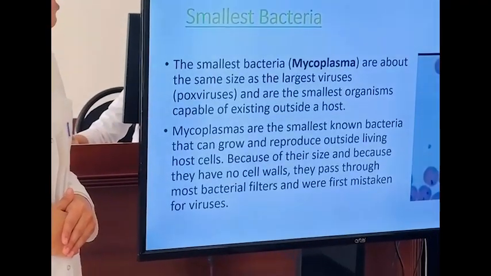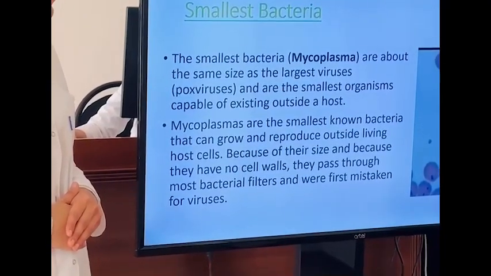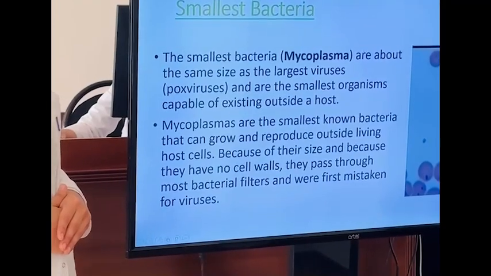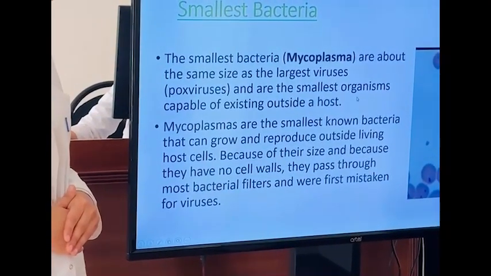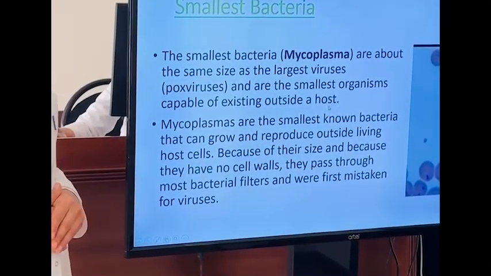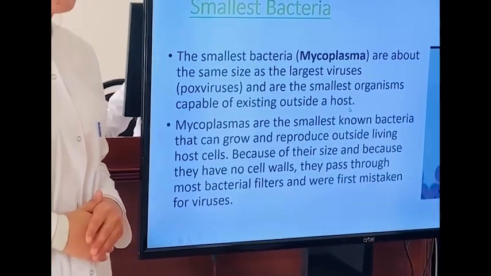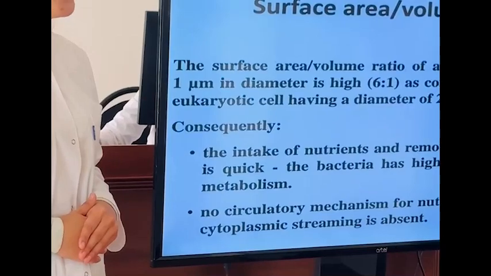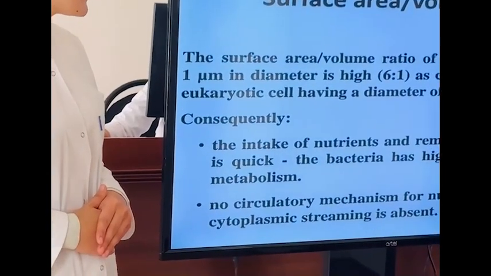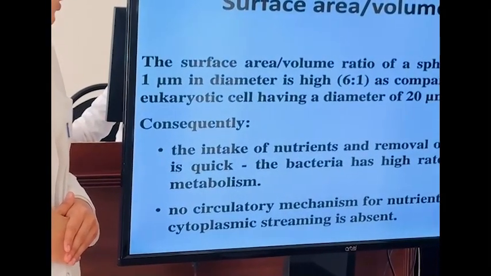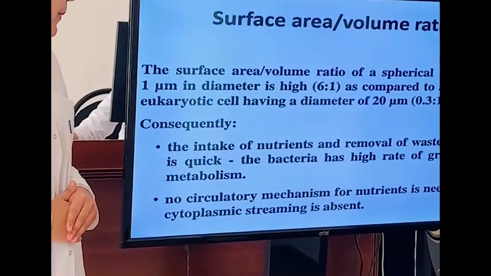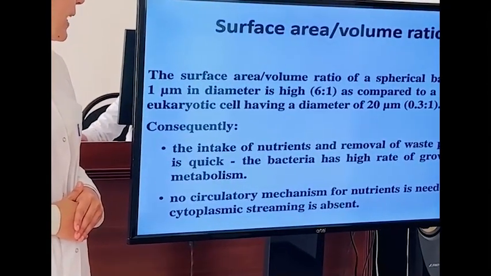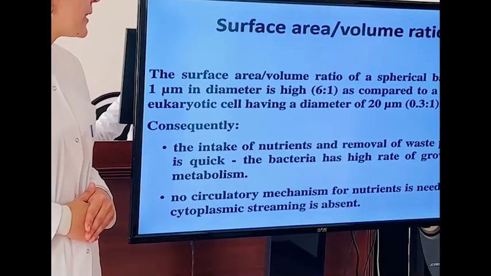Smallest bacteria. The smallest bacteria are mycoplasmas, about the same size as the largest viruses, poxviruses, and are the smallest organisms capable of existing outside a host. Okay, and the surface to volume ratio. The surface to volume ratio of a spherical bacterium of 1 micrometer in diameter is high compared to a spherical eukaryotic cell having a diameter of 20 micrometers.